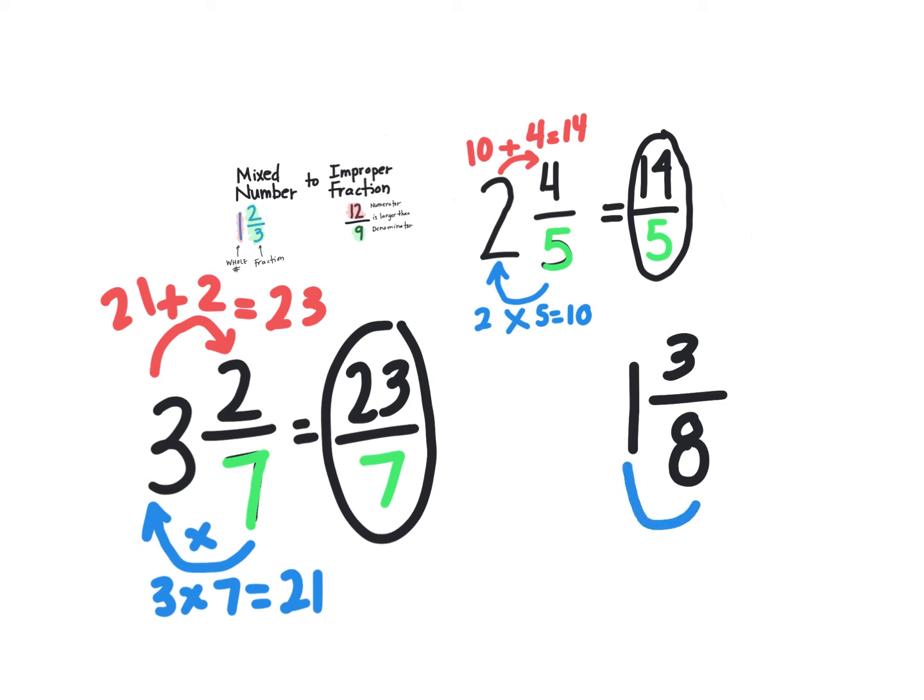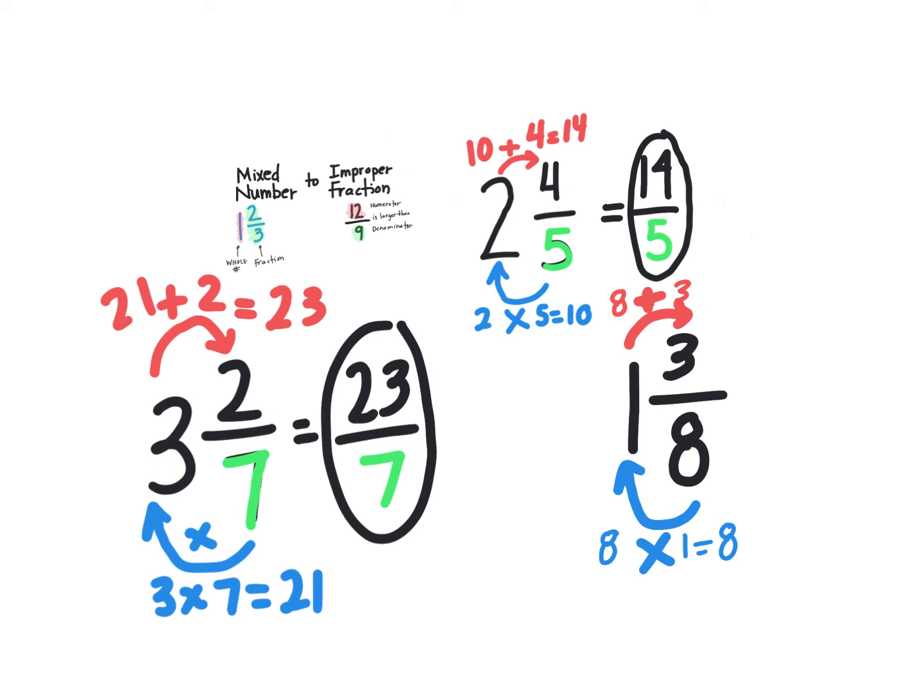Let's check our work. We are doing 1 times 8. And then after that, we are going to add 3 to that answer. Okay? So let's go ahead and check it and see if we have the correct answer. We did 8 times 1, which equals 8. And then we have that 8, and we're going to add it to the numerator, which is 3.